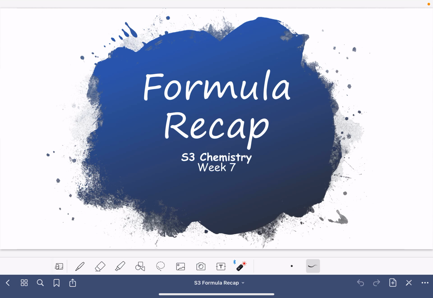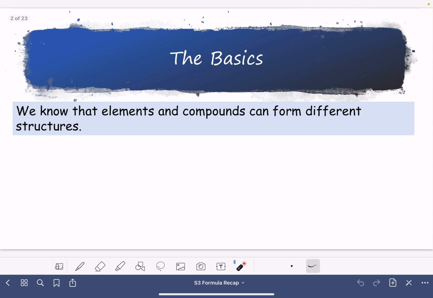Hello third year, welcome to this video looking at formula and recapping the formula rules that we learned in Unit 1. So the basics of formula then. We know that elements and compounds can form different structures. We learned the different structures in Unit 1 when we were learning about bonding.